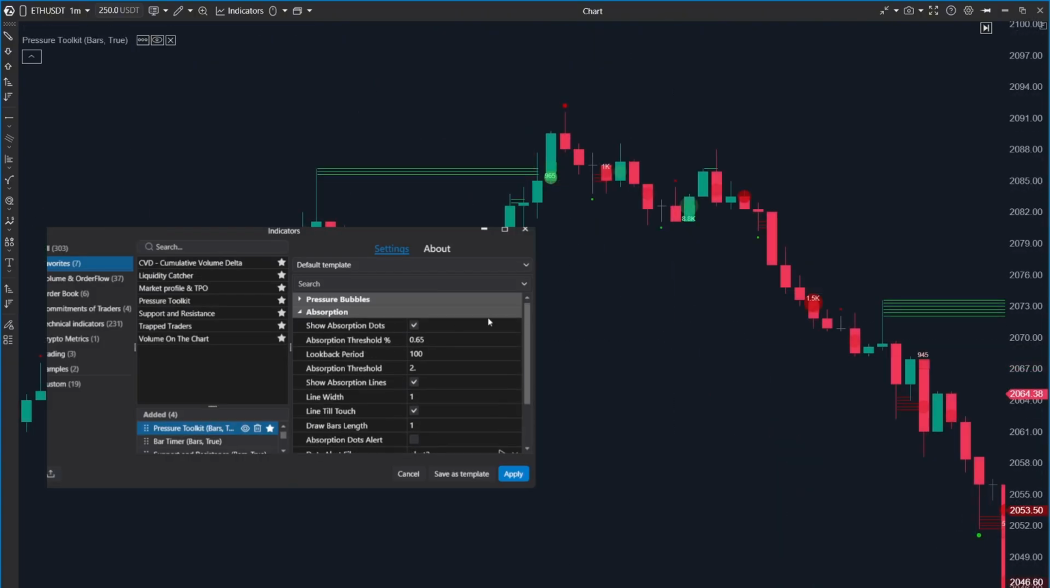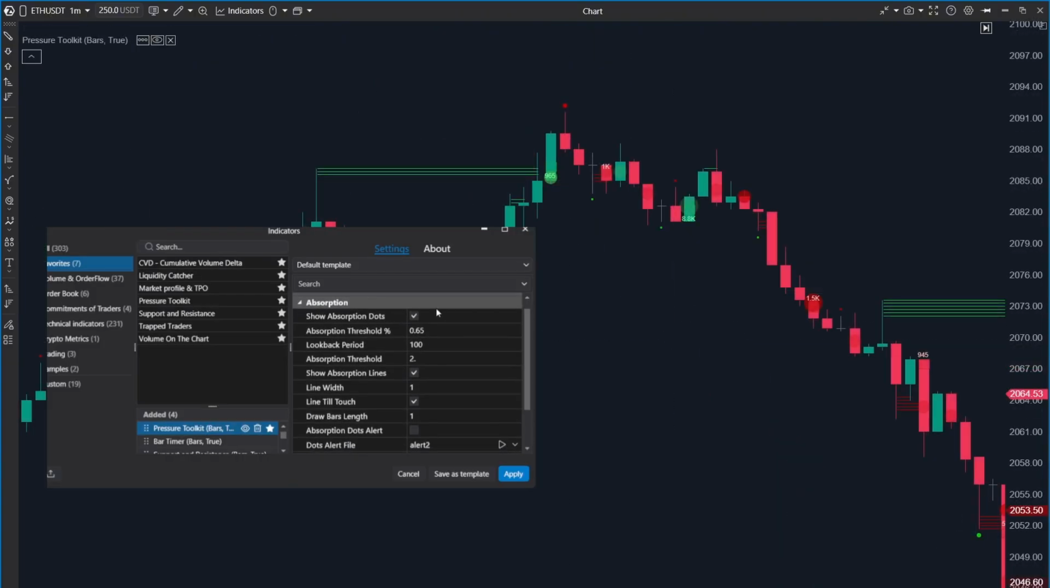When we go into our absorption settings here, you can control these dots using the absorption threshold. I'm not going to go through all the calculation of this, but if you want to see more of these smaller dots, you can decrease this value, and you will get more dots on your chart. But the default value should be fine.